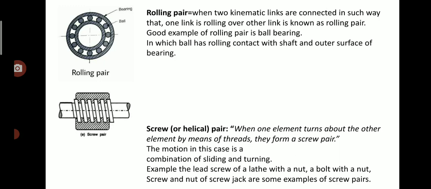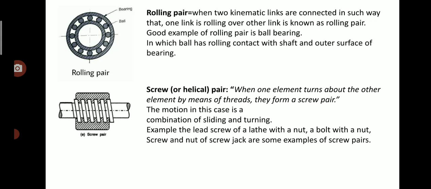This is a screw pair. As you can see, the threads, when one element turns about the other element by means of threads, they form a screw pair. The motion in this case is a combination of sliding and turning. So both the motions are achieved in case of screw or helical pair, which is called sliding and turning action. The examples are the lead screw of the lathe with a nut, a bolt with a nut, and the screw and nut of a screw jack.